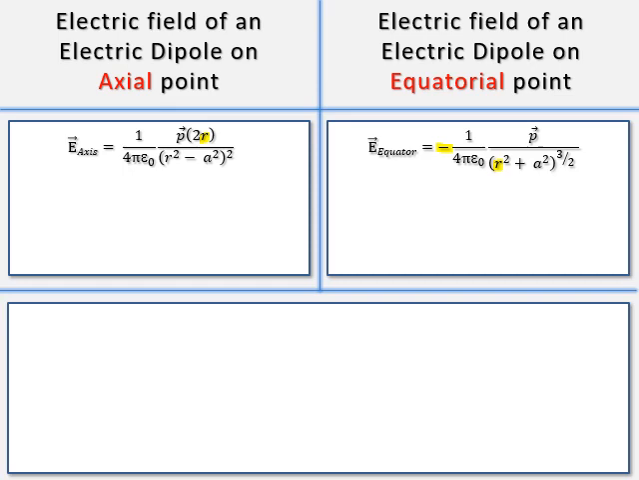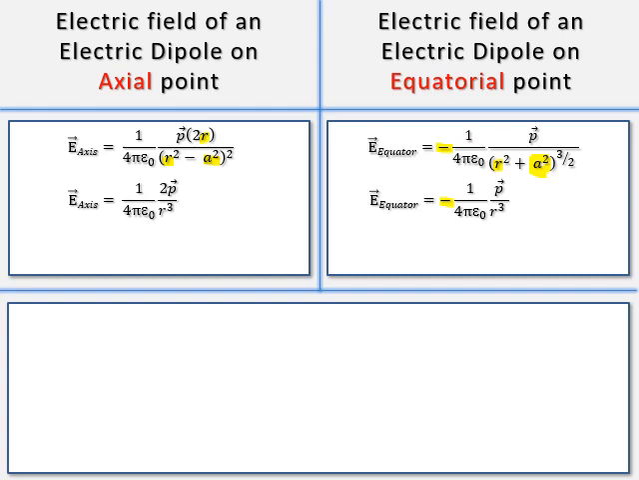And as we know that most of the time this a is very small as compared to the r, so if we neglect a, the electric field at axial point can be expressed as 1 by 4 pi epsilon 0 2 times dipole moment by r cube. And similarly for equatorial point, if we neglect a, we get electric field at equatorial point to be minus 1 by 4 pi epsilon 0 dipole moment upon distance cube.